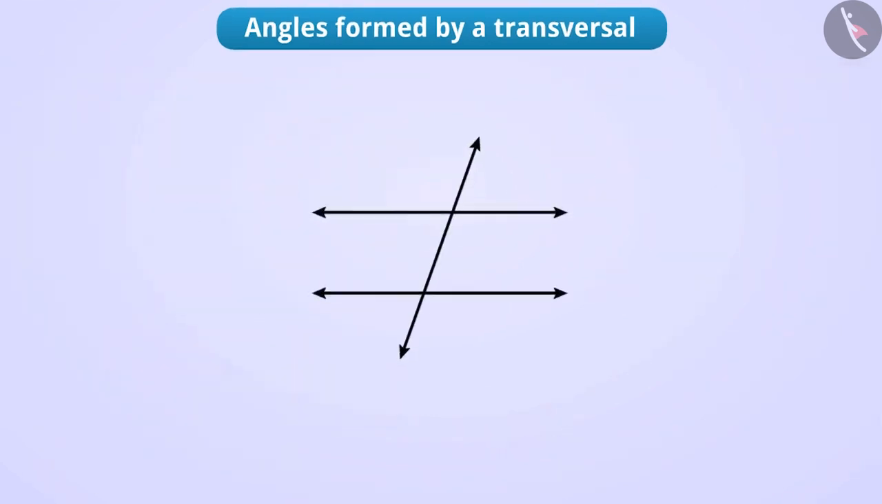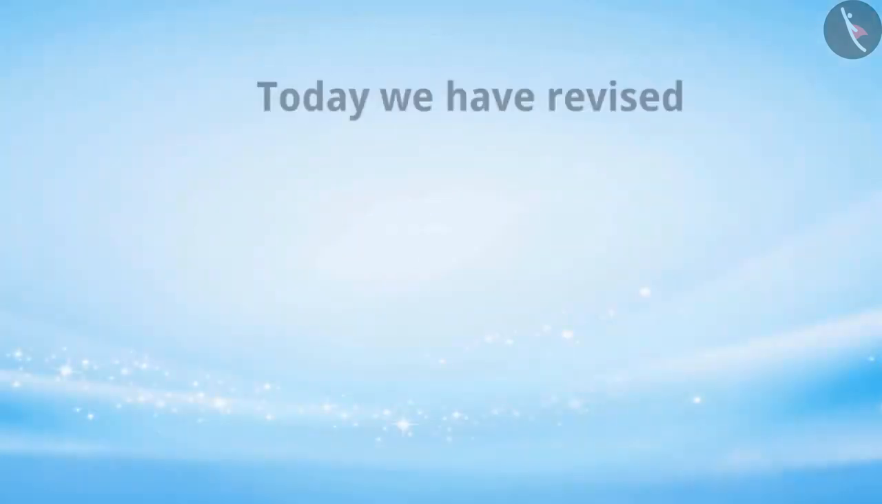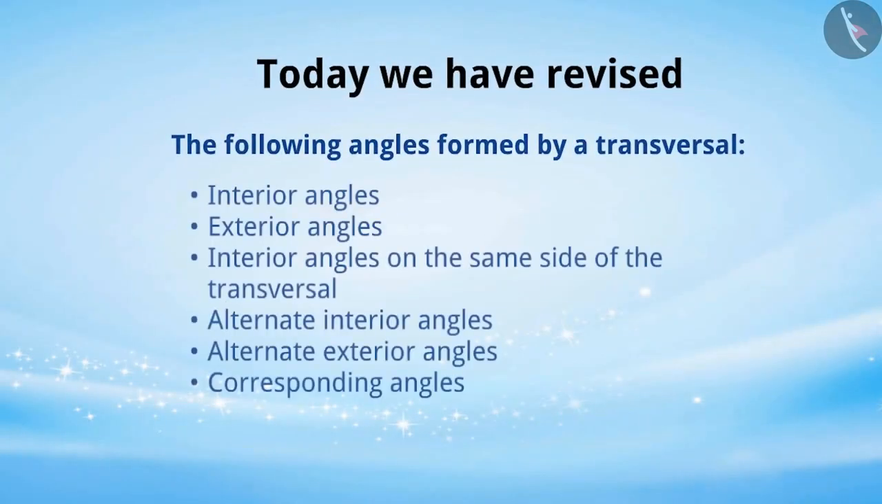Now, look here. There are two parallel lines L and M and the transversal P is forming the shaded angles. There will be an interesting relation between some angles. We will understand them in our next video. Today we have revised all the angles formed by a transversal. In the next video, we will discuss the angles formed by the transversal of two parallel lines.